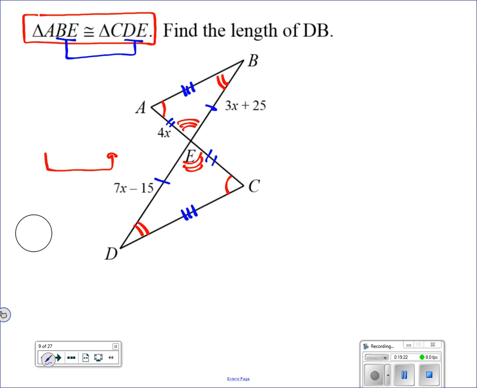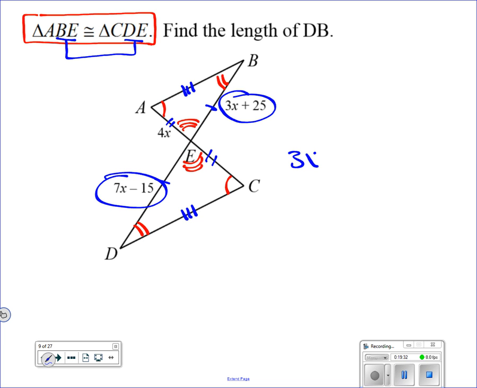Now, looking at these markings, I should be able to write an equation. I can see that this piece and this piece are congruent to each other. So I get to write an equation for that. Now, why am I doing that? Because when I look up here, it says, what is DB? DB has an expression there with x in it. So I need to be able to plug an x in. That means I'm going to have to write an equation and solve for it.